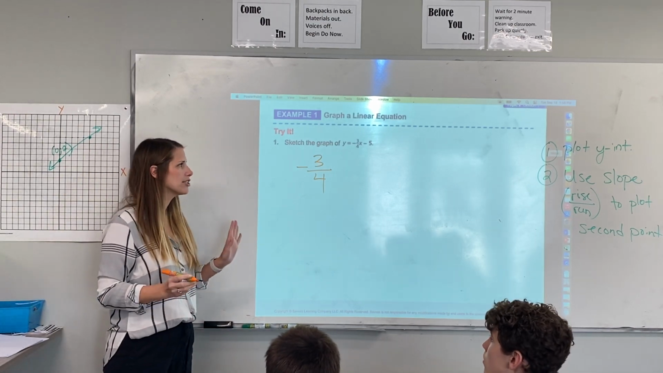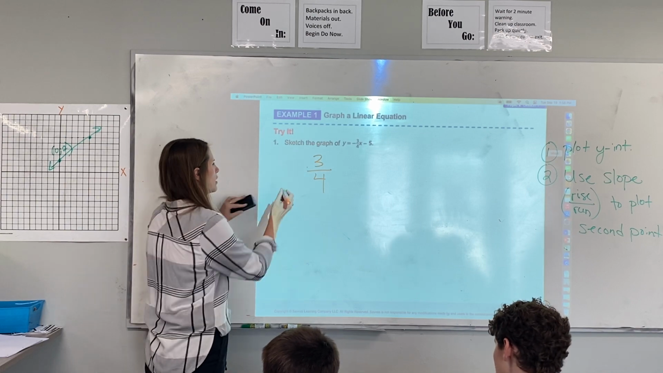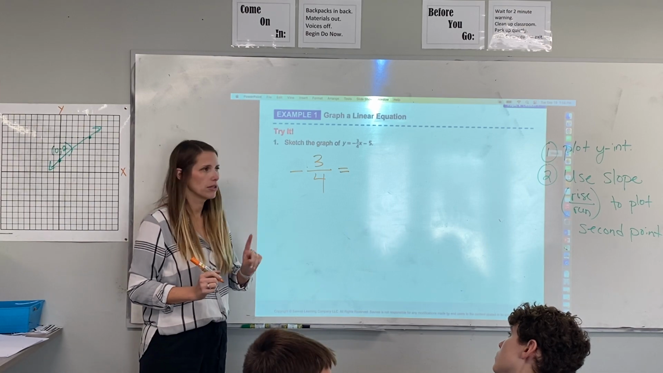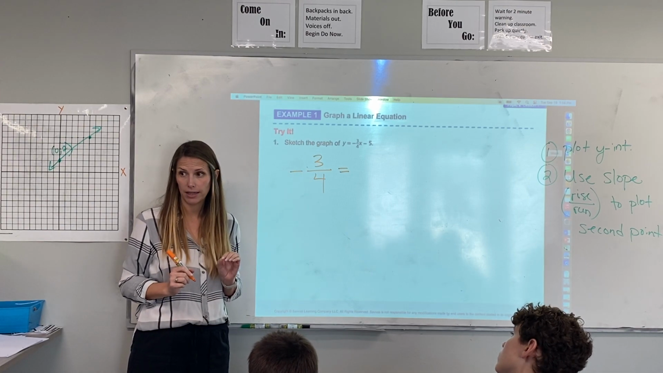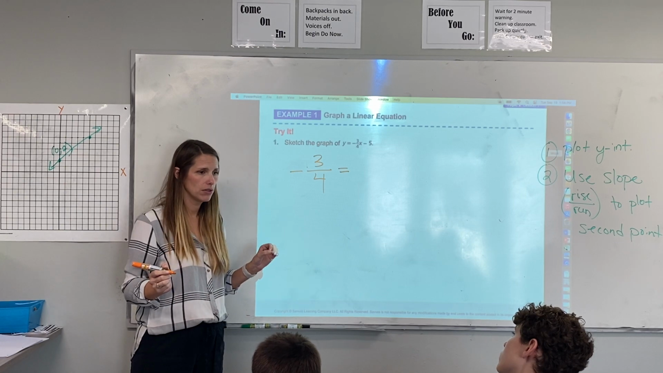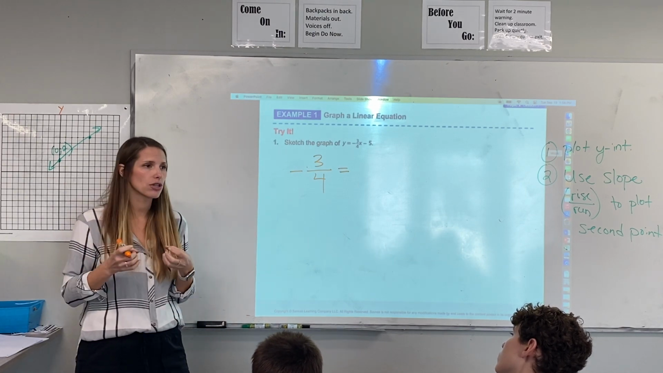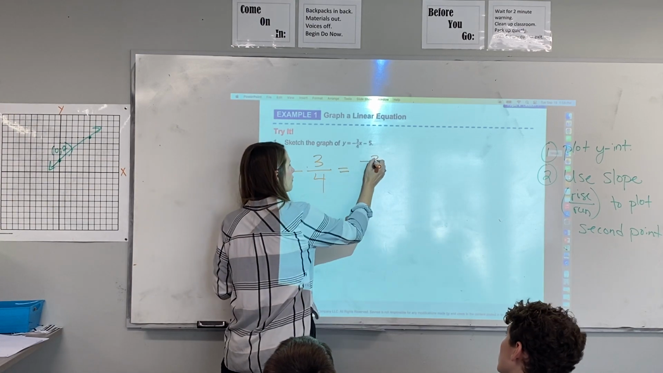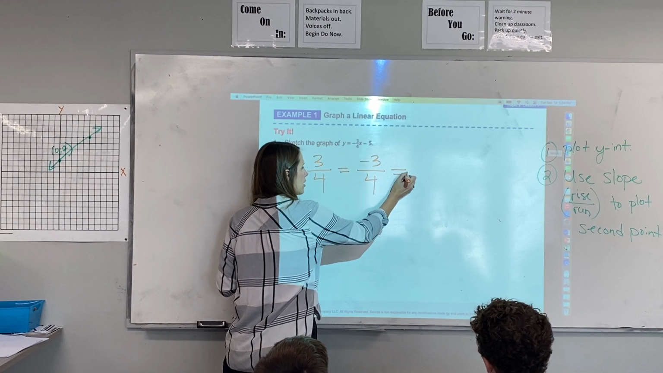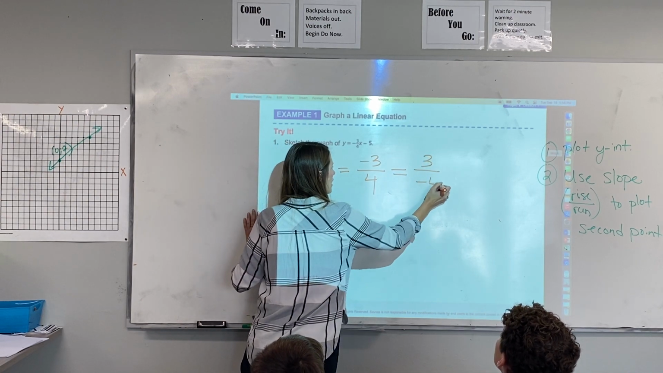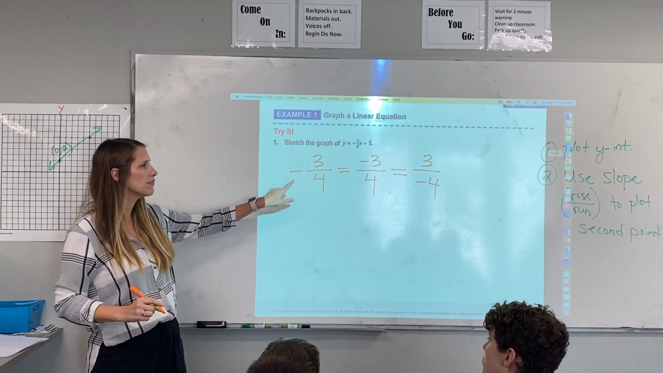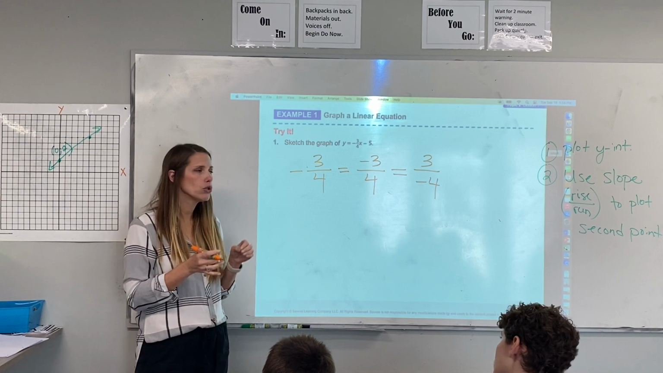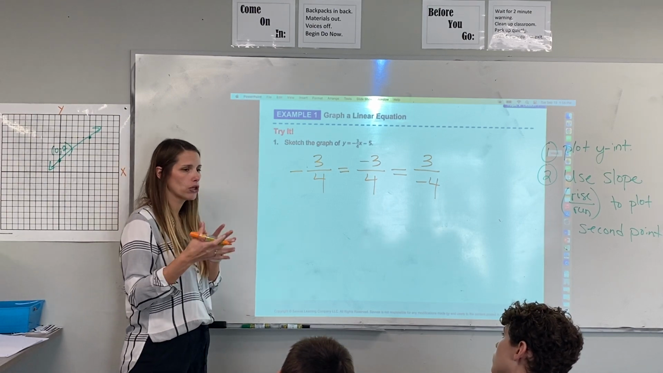So let's talk about what -3/4 really means. A -3/4 means that either the numerator or the denominator is negative, right? If a division answer is negative, that means either the numerator or denominator is negative. So you could say -3 over +4, or you could say 3 over -4. Do you guys see how all of these mean the exact same thing? That gives you a little bit of freedom when you are plotting your point according to the slope.